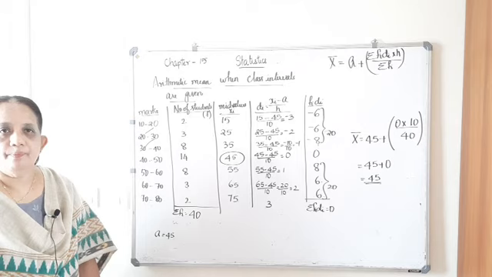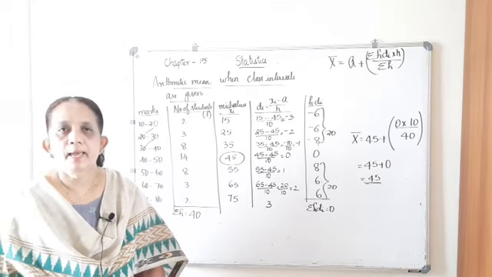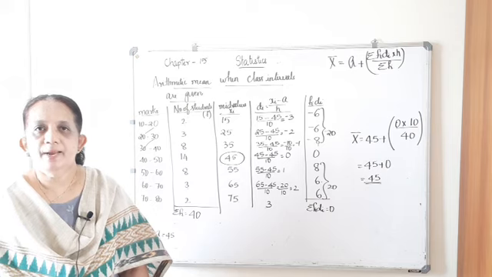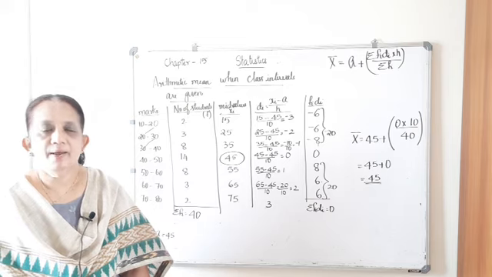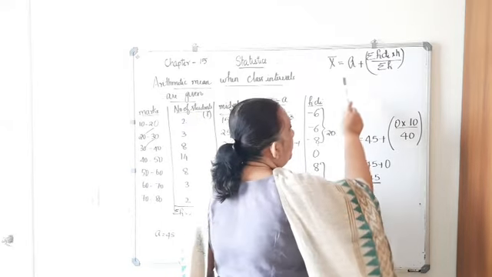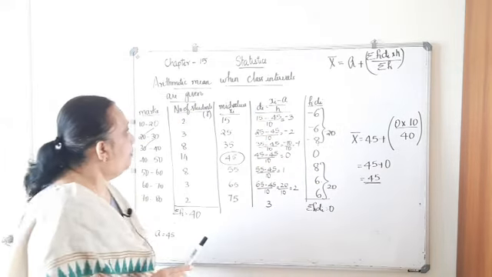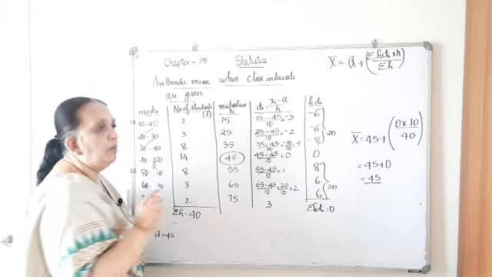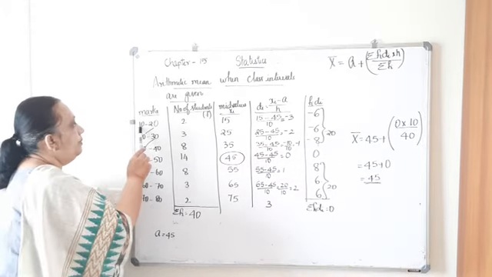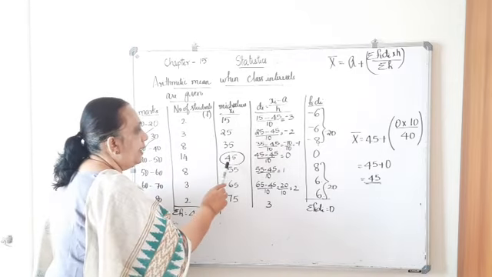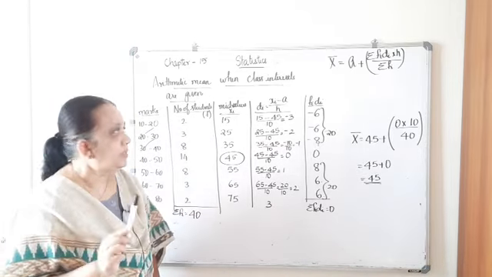So once again, repeat, what is the formula to calculate? X bar is equal to A plus sigma Fi Di into H divided by sigma Fi, where A is the assumed mean. How do you get the assumed mean? The mid values. Write down the mid values. How do you get the mid value? Upper limit plus lower limit divided by 2. Among the mid values, take the middle one. That is the assumed mean.